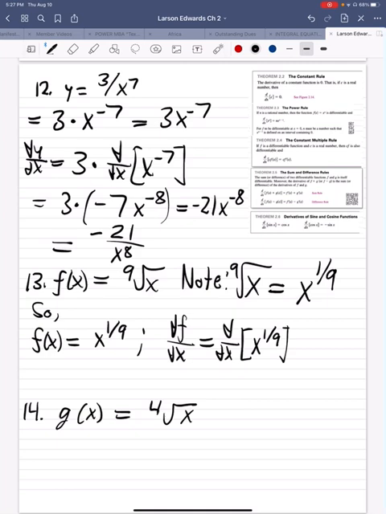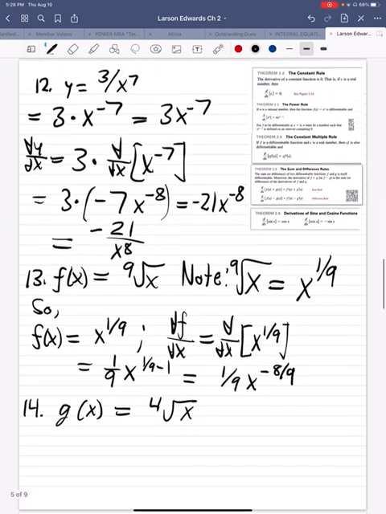You take the power in front, 1/9 x to the 1/9 minus 1. What's funny about this is 1/9 minus 1 is going to become negative. Equal to 1/9 x to the negative, how many? Negative 8/9 power. And negative 8/9, there's a way to write that in terms of roots, but let's just leave it like this for now.